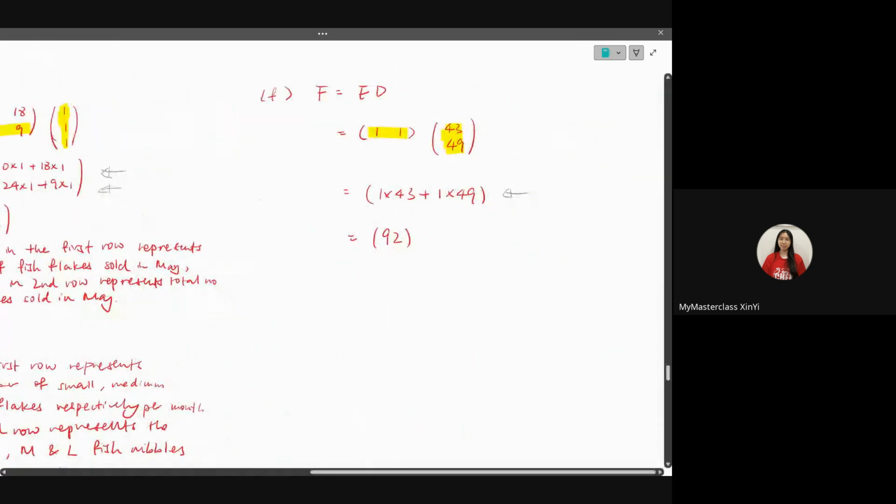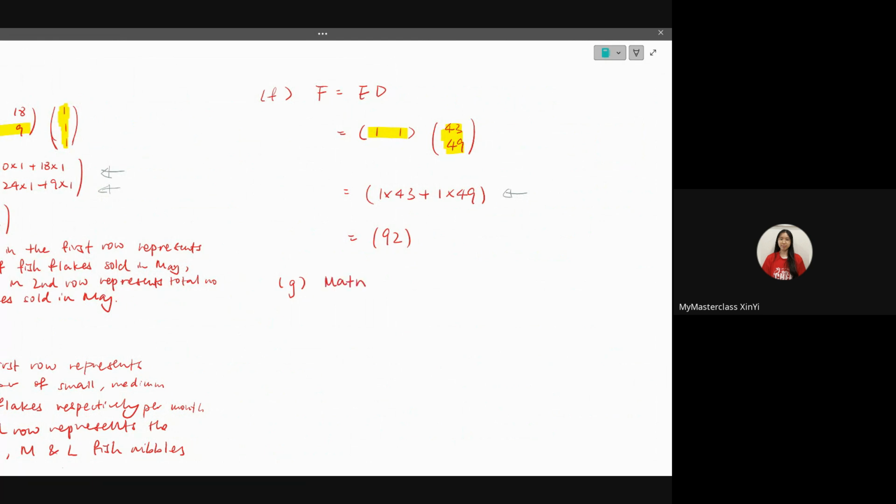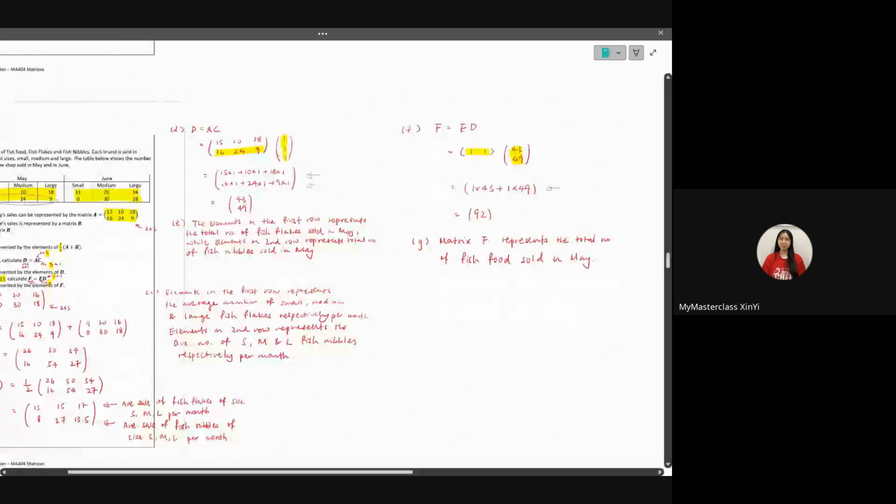So in this case, for part G, the matrix F represents the total number of fish food, including both fish flakes and fish nibbles, in May. So that is for this example.